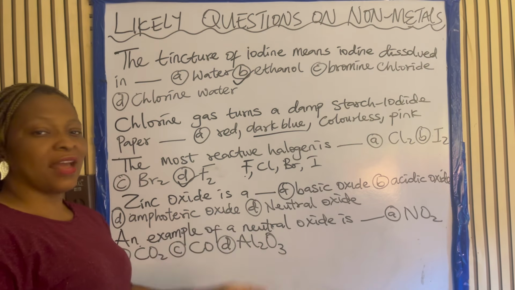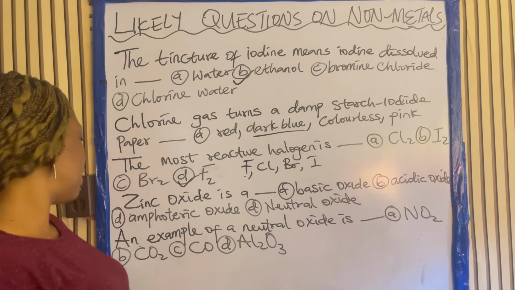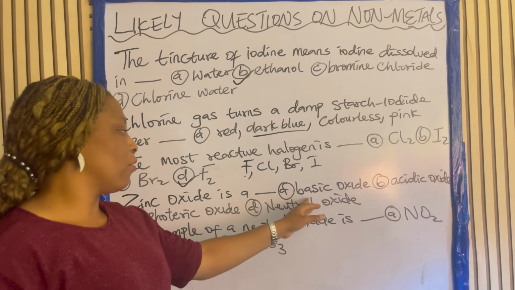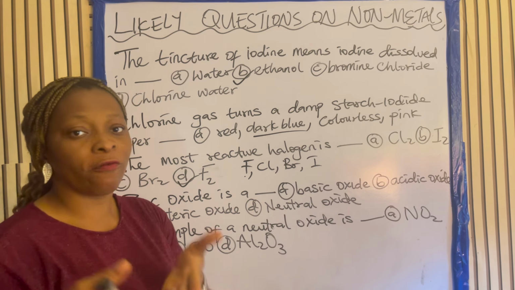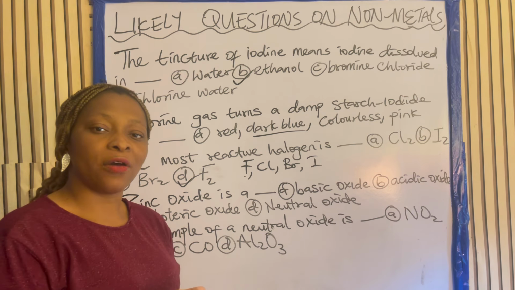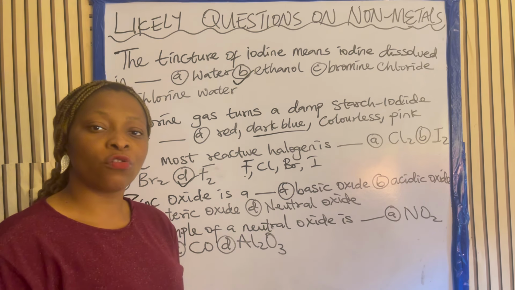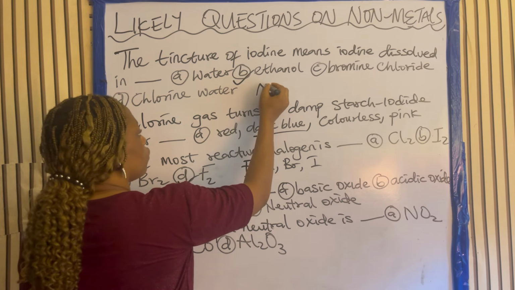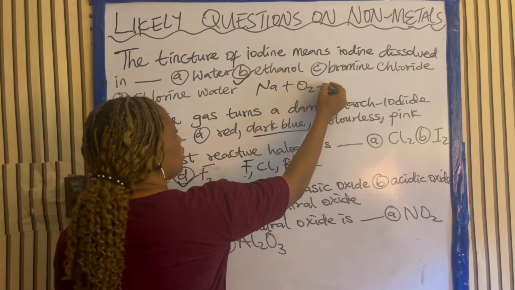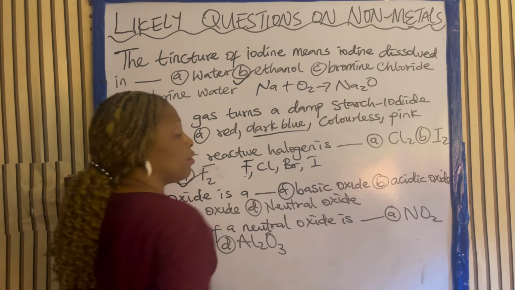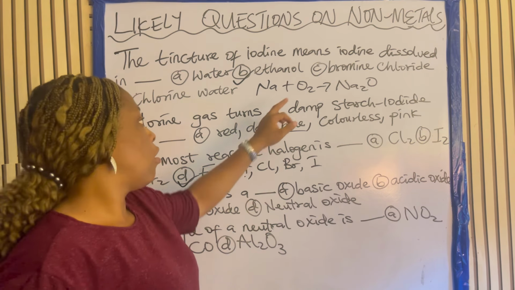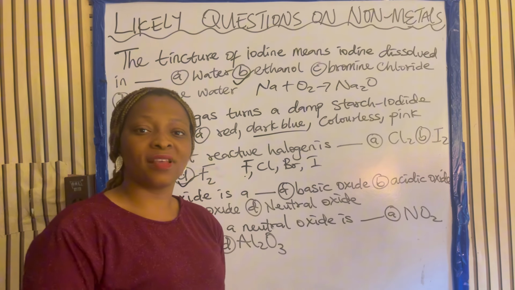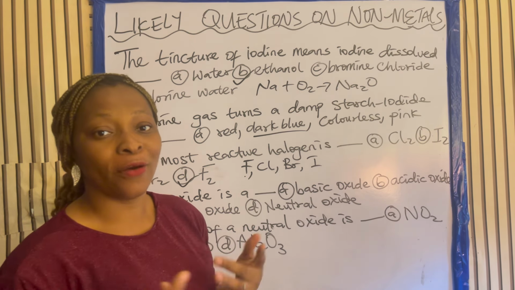Zinc oxide is a dash: basic oxide, acidic oxide, amphoteric oxide, neutral oxide. Now, what is a basic oxide? A basic oxide is an oxide of a metal. That is, when a metal reacts with oxygen, it gives you what? A basic oxide. For example, when sodium reacts with oxygen, it will give you what? Sodium oxide. This is a basic oxide because it is oxygen plus what? Metal. Or you can say the marriage between oxygen and a metal will give you a basic oxide.